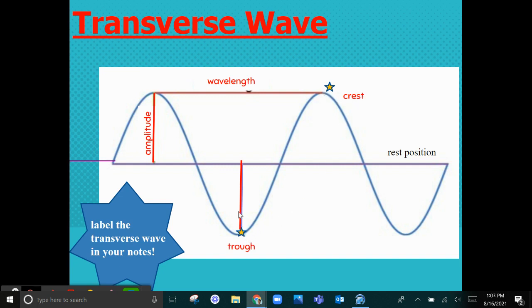And then you have trough. Sorry, you have trough, which is down here, which is the very bottom. So this is amplitude, this is amplitude. The bottom here, the lowest point, is your trough. Your highest point is your crest. And then this is your amplitude, and this is your wavelength. So go ahead and label that in your notes.